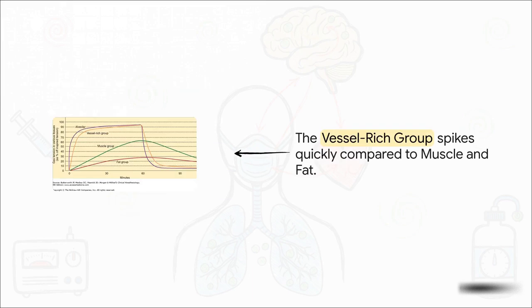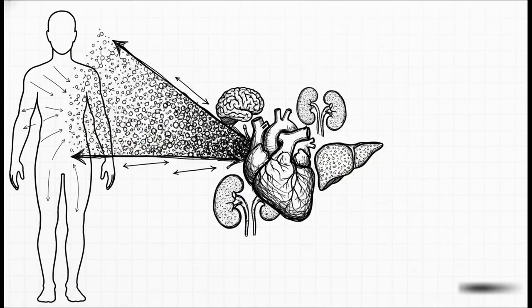Okay, so once the gas finally saturates that blood sponge and breaks free, it distributes to the tissues. But it doesn't do it evenly. It strictly follows the blood flow. The brain, which is part of what we call the vessel-rich group, is the very first tissue compartment to equilibrate with the gas. It spikes way, way before the muscle or fat groups even get a chance. So why exactly does the brain win this race?